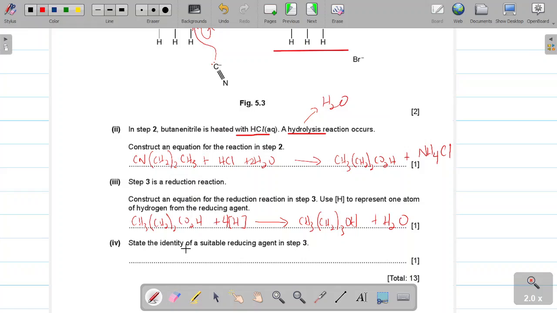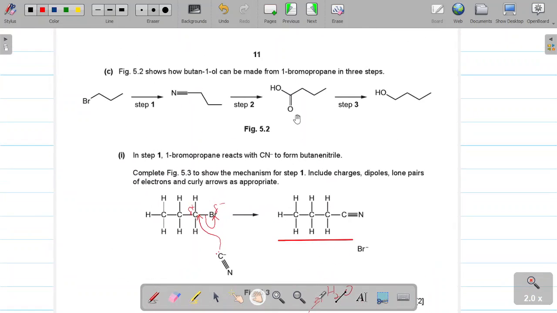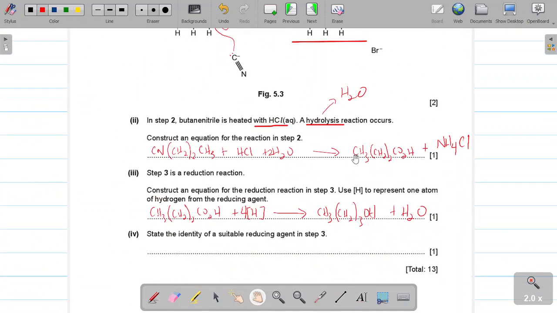And then the question asks us to identify a suitable reducing agent. So this is the reduction of a carboxylic acid directly to a primary alcohol. So for this, a suitable reducing agent will be lithium tetrahydroaluminate(III), which is LiAlH4, and it's actually in dry ether. You don't want any moisture. So it's LiAlH4 in dry ether. That is the reducing agent we would use.